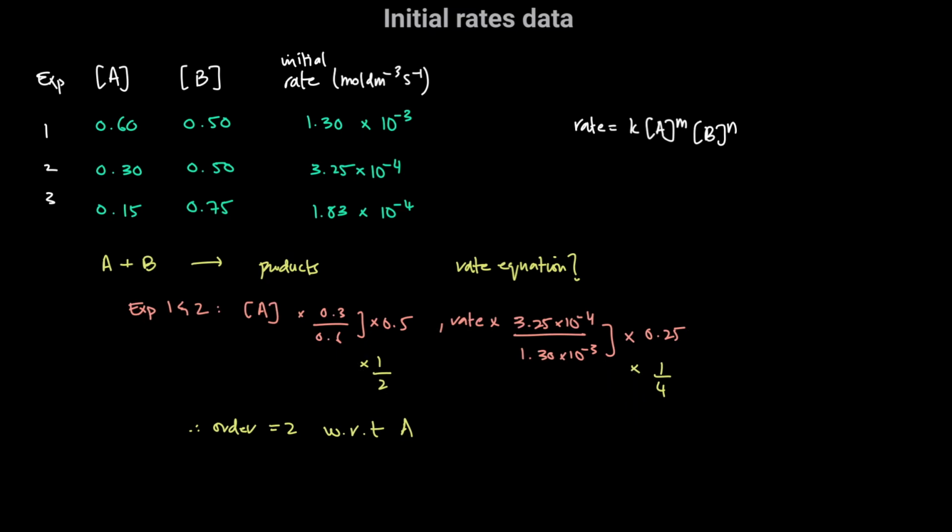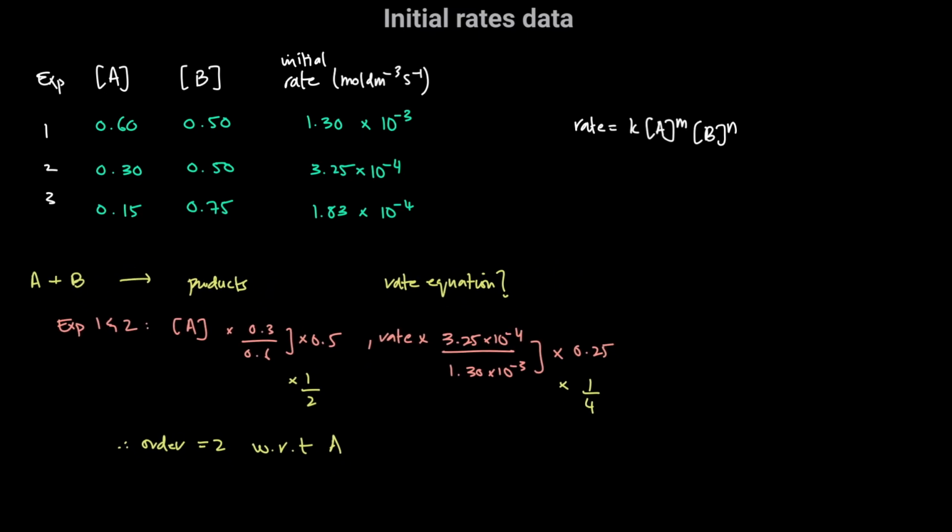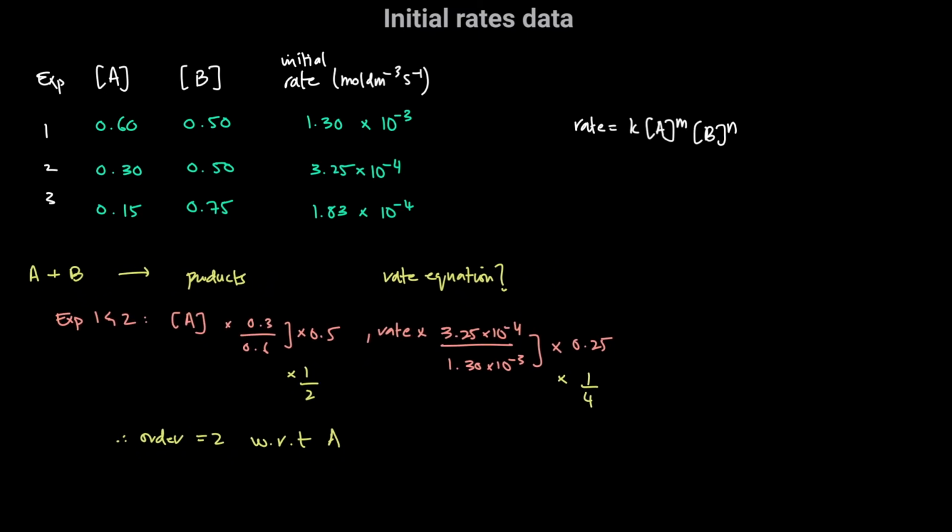We can also say that if we double the concentration of A, from experiment 2 to 1, the rate becomes 4 times as fast, right? Experiment 1 is 4 times faster than experiment 2 because the concentration of A in experiment 1 is double that in experiment 2. So we've determined the order with respect to A here. Now we need to determine the order with respect to B.